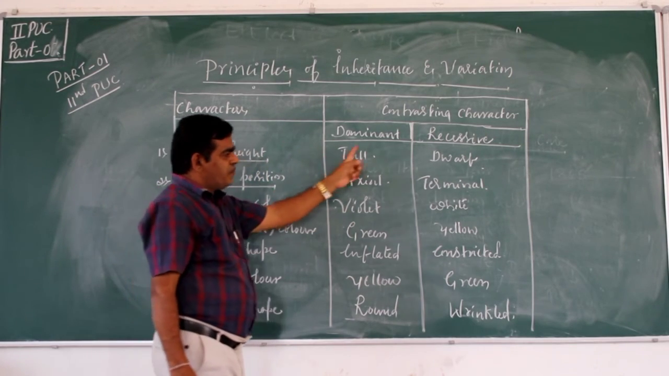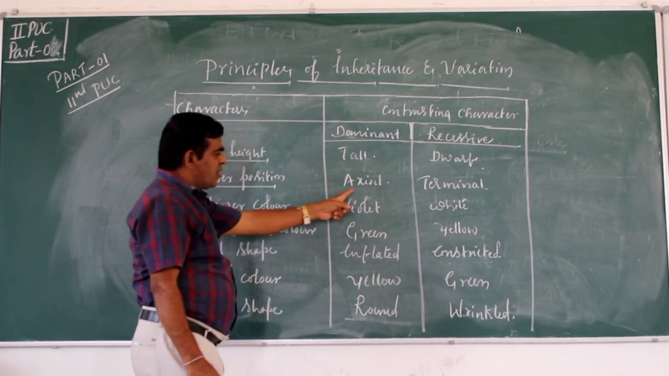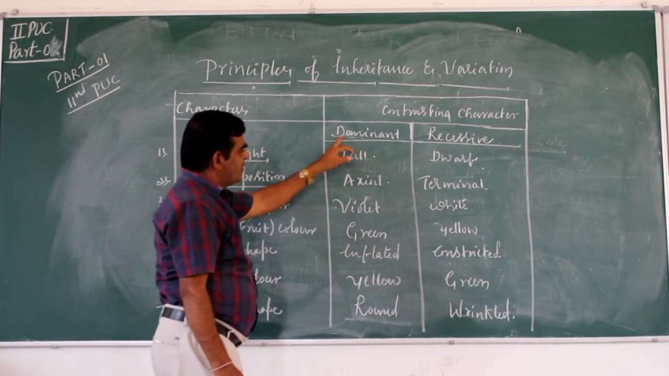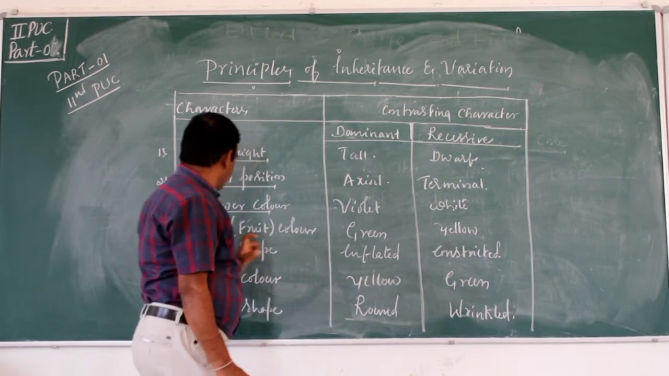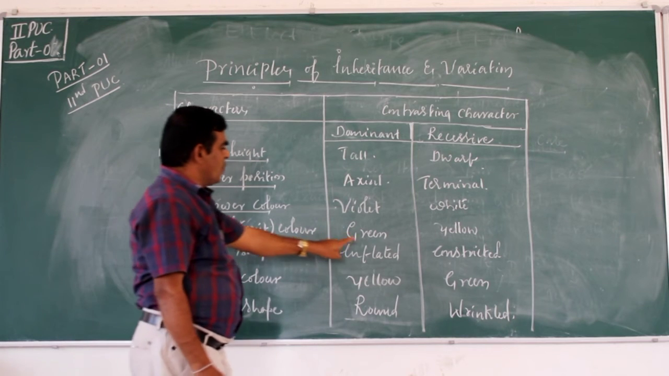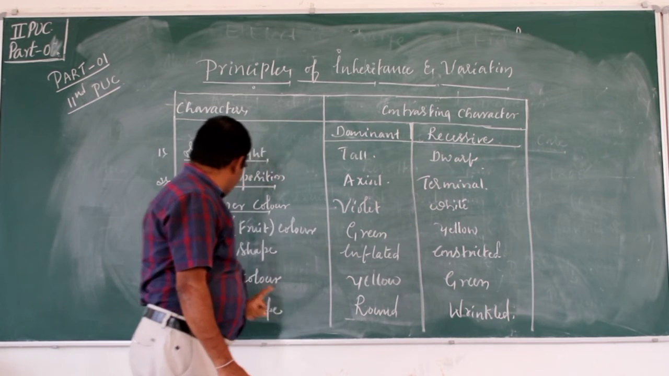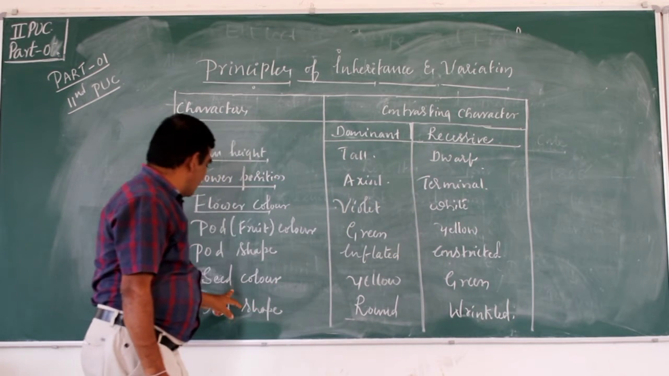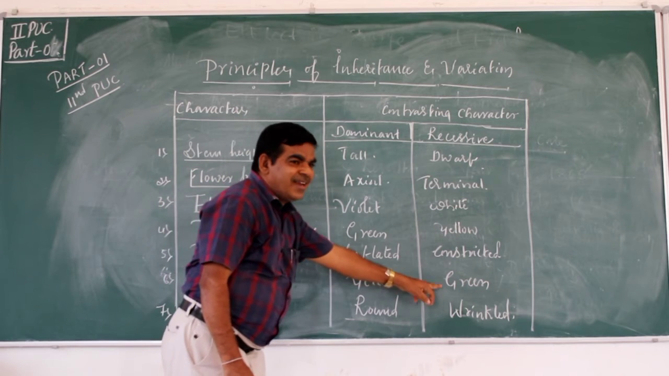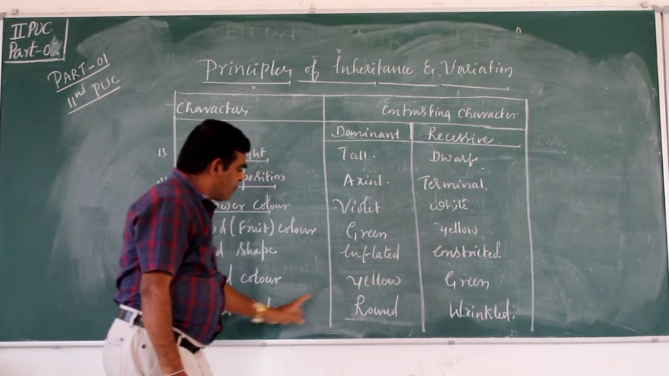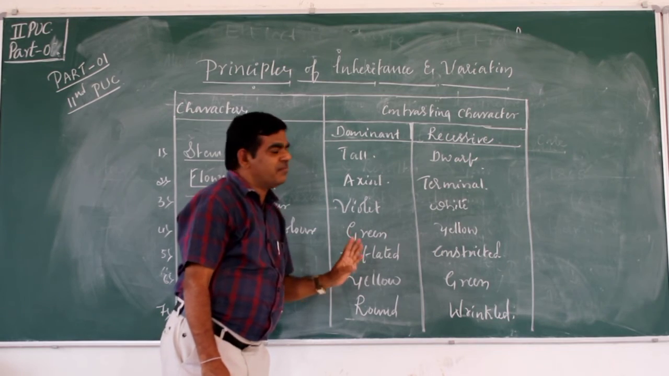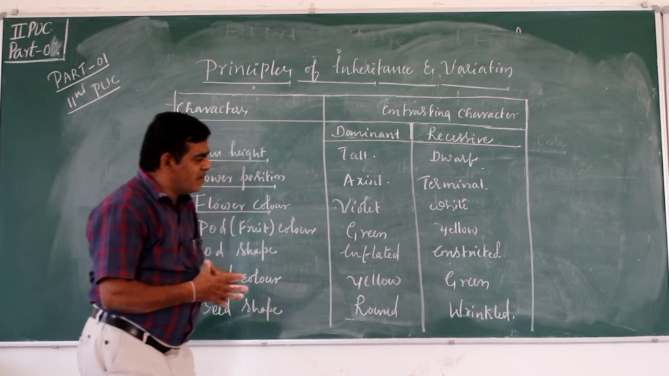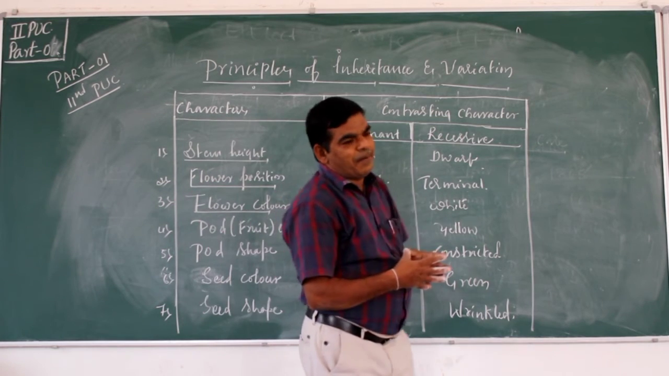Stem height, tall and dwarf. Flower position, axial is dominant, terminal is recessive. Flower color, violet dominant, white is recessive. Then pod, fruit color, so green is dominant, yellow is recessive. Pod shape, inflated is dominant, constricted is recessive. And seed color, yellow dominant, green recessive. And seed shape, round and wrinkled. These are the seven pairs of contrasting characters selected by Mendel for his experiment.